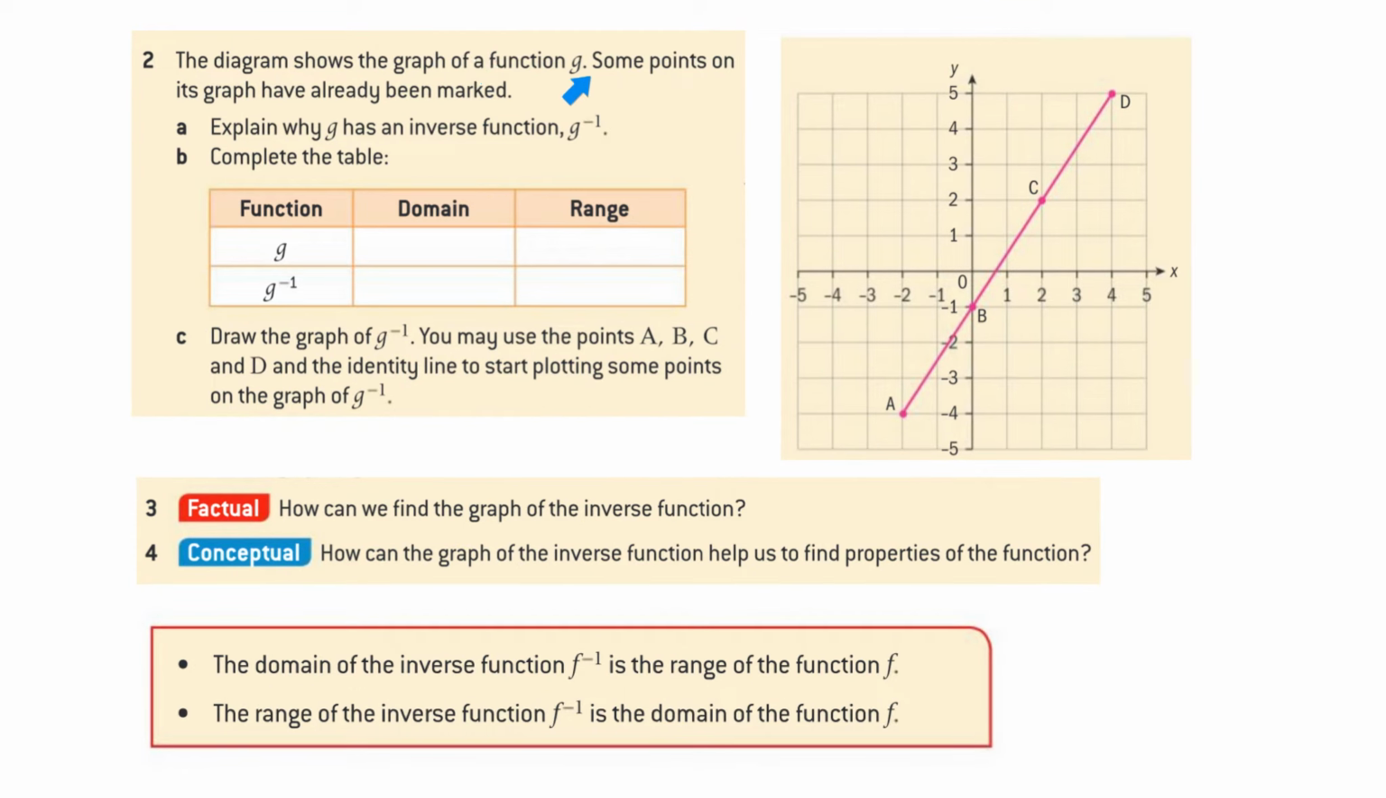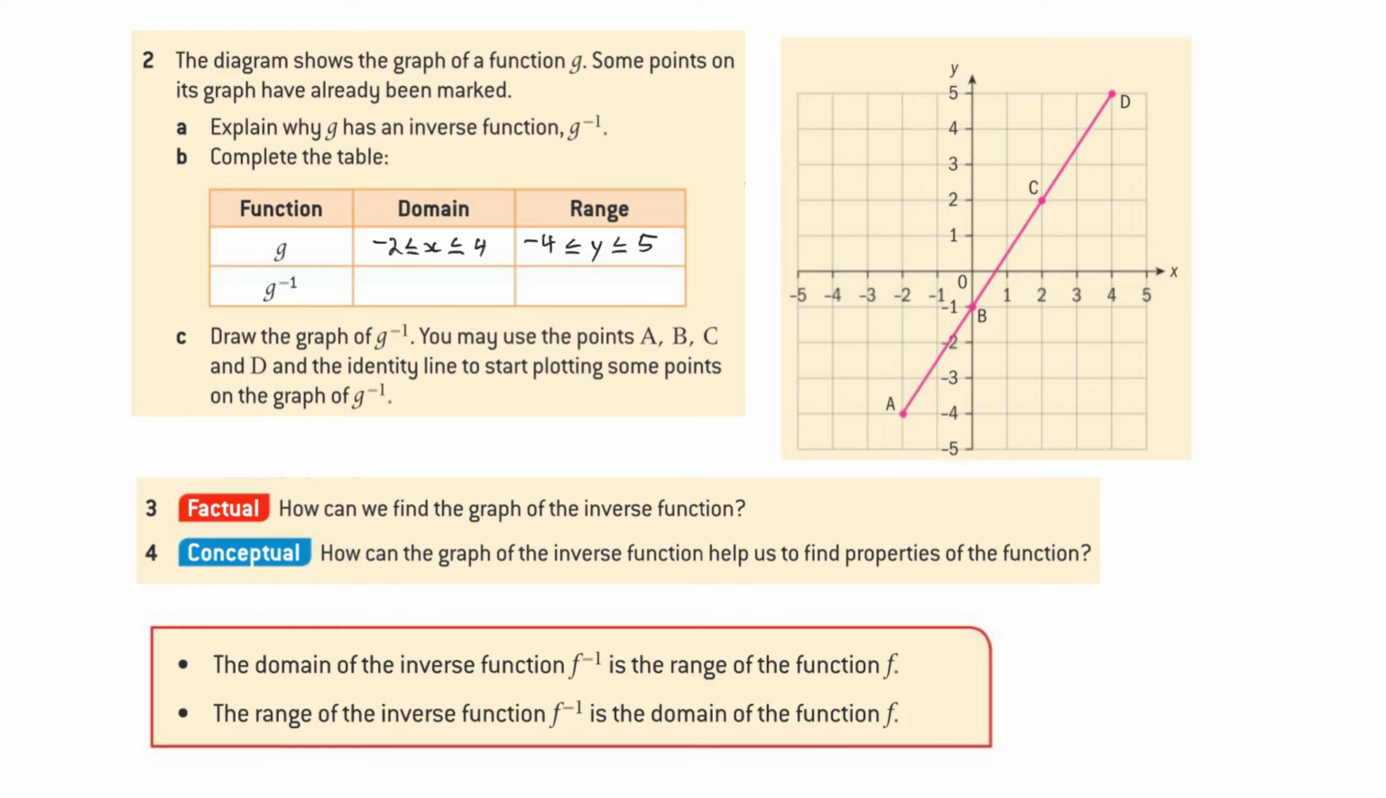2. The diagram shows the graph of a function g. Some points on its graph have already been marked. So they've got those points already there. Explain why g has an inverse function g to the -1. Because it's a one-to-one function. B. Complete the table. If we're just looking at this function, which is g, the domain is the x-axis, so the domain is from -2 to 4. So x is greater than or equal to -2 and less than or equal to 4. The range is y is greater than or equal to -4 and less than or equal to 5.